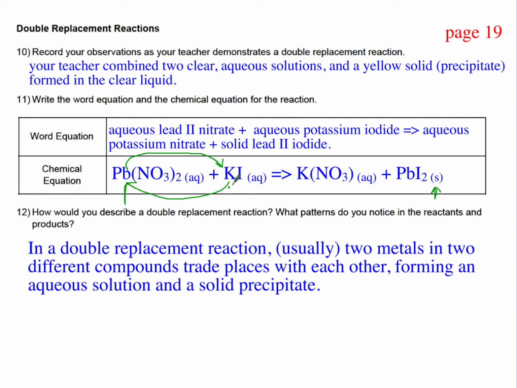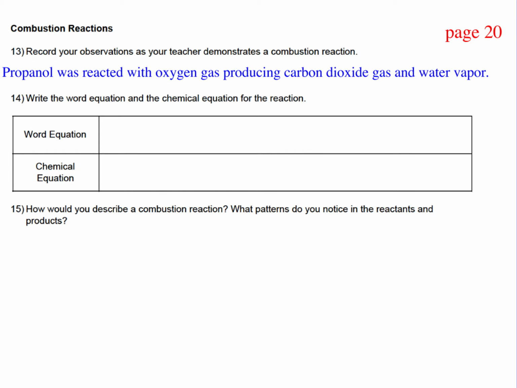In a double replacement reaction, usually 2 metals in 2 different compounds trade places with each other, forming an aqueous solution, in this case the KNO3, and a solid precipitate, PbI2. All right. Moving on, combustion reaction.